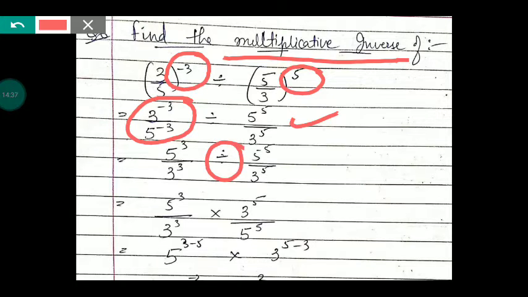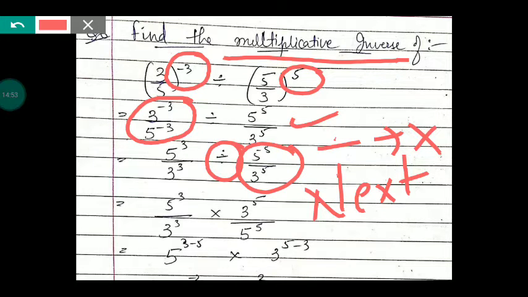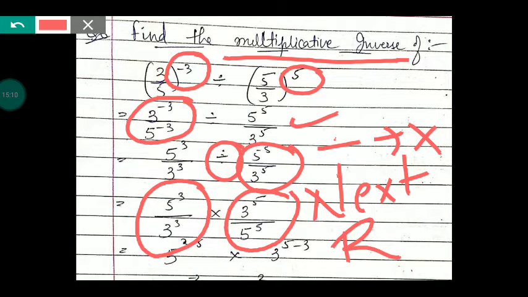Now changing the sign into multiply one, even these elements get reciprocaled. Again I repeat, whenever you want to change the division sign into multiply sign, the next element gets reciprocaled, not the previous one. Only the element after it gets reciprocaled. So here 5 raised to 3 upon 3 raised to 3, 3 raised to 5 upon 5 raised to 5.